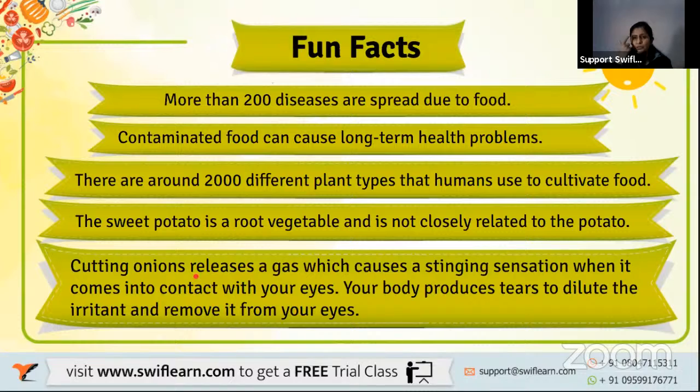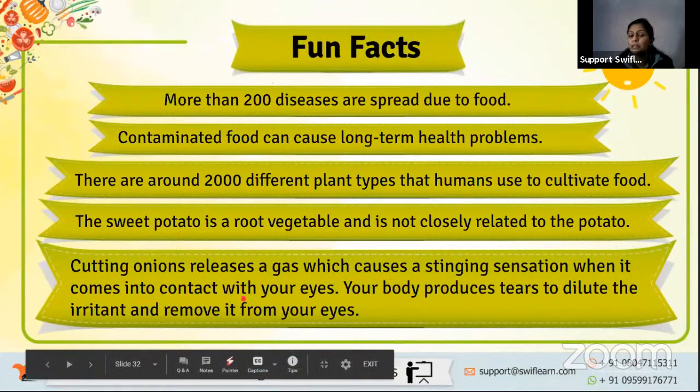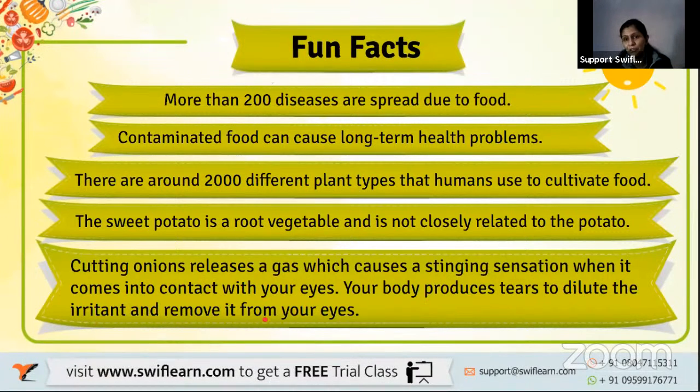Cutting onion. Why do you cry when you are cutting onions? There is a reason behind it. Today you are going to understand that reason. Cutting onions release a gas which causes a stinging sensation when it comes in contact with our eyes. Our body produces tears to dilute the irritant and remove it from eyes.